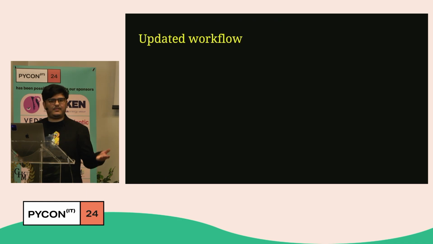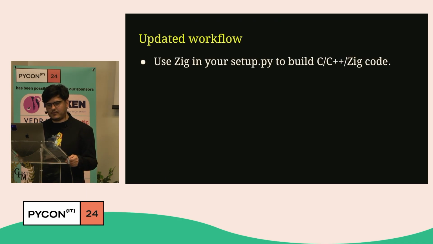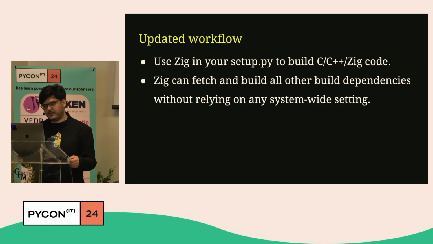So, in light of what you can do with Zig, here's the updated workflow. Use Zig in your setup.py to build your C, C++, and Zig code. Zig can also do the fetching and the building of other build dependencies without relying on any system-wide setting. And so it's just zig build. And actually, that's what I do.